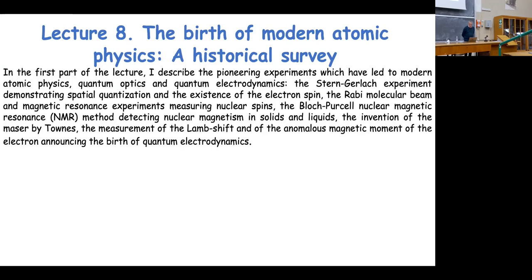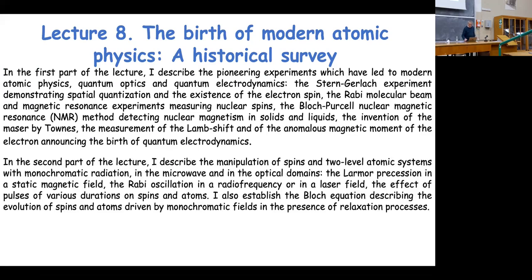I will start by doing a kind of historical overview, talking about the important experiments which have been performed, let's say, between the 1920s and the 1950s. Then, in the second part of the lecture, I will talk more precisely about magnetic resonance and give you the mathematical formula and the framework which allow you to compute what happens when you do an experiment on spins or on two-level systems, whether you do it in the microwave or in the optical domain.